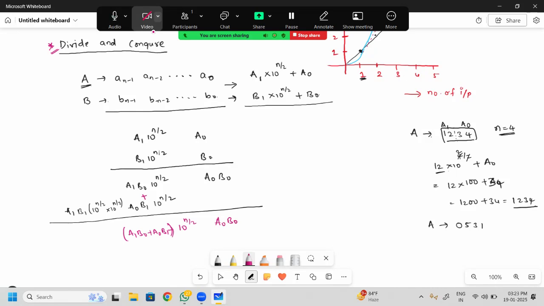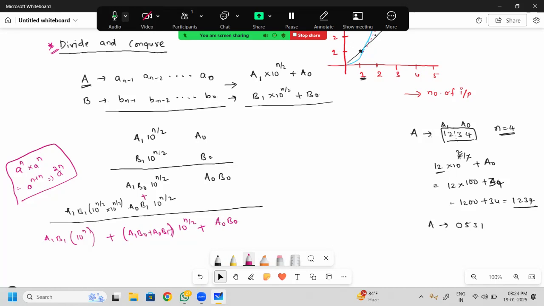Next, this term A1 B1 into, if I observe this clearly, let us consider this looks like a to the power of n into a to the power of n. When bases are the same, you need to perform addition on the powers. So n plus n, which is equivalent to a to the power of 2n. So this is the way I am going to calculate. Similarly, 10 to the power of n by 2 into 10 to the power of n by 2. What is the result? 10 to the power of n by 2 plus n by 2, so 2n by 2. The 2 cancels, and I will get 10 to the power of n. After that, I am going to perform addition on these three terms.